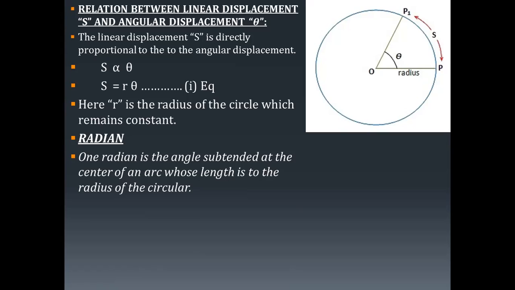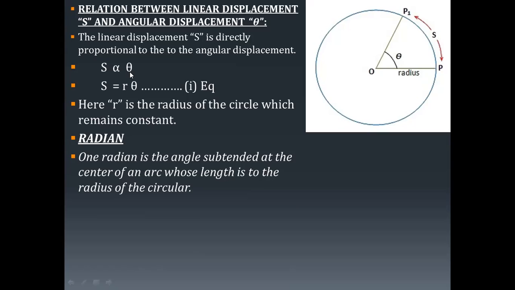A relation between the linear displacement S and angular displacement theta. This relation shows that the linear displacement is directly proportional to the angular displacement. As the body moves further from P1 to another point P2 or P4 along the circular path, as distance increases, its angle will increase. So the relationship between the displacement and angular displacement is directly proportional: S is directly proportional to theta.